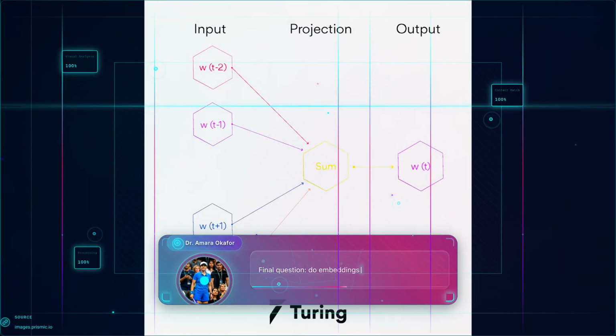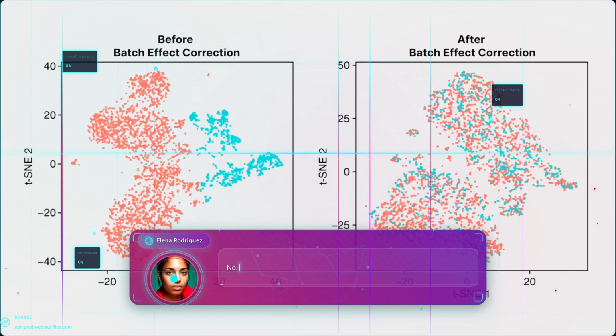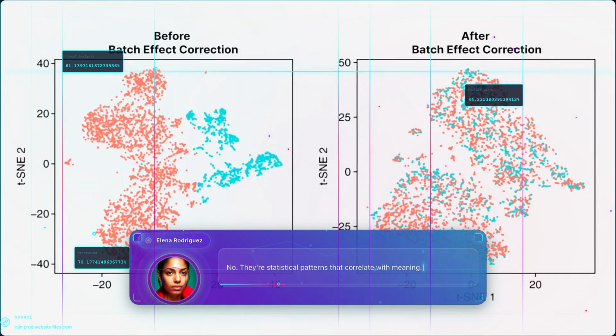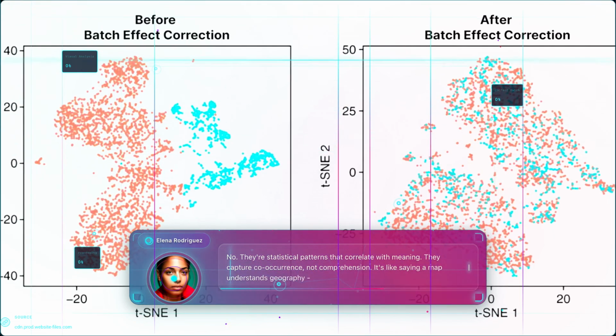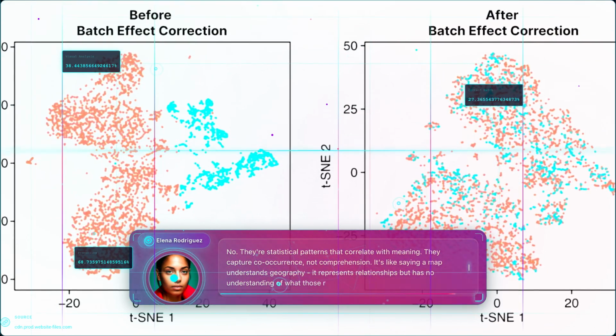Final question, do embeddings actually understand meaning? No, they're statistical patterns that correlate with meaning. They capture co-occurrence, not comprehension. It's like saying a map understands geography, it represents relationships, but has no understanding of what those relationships mean.